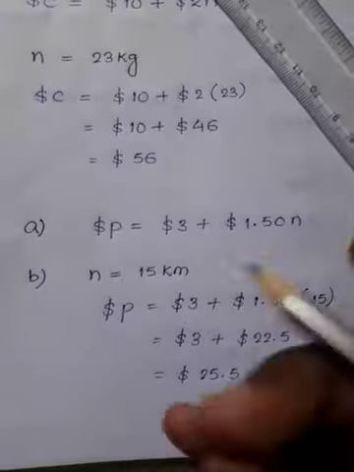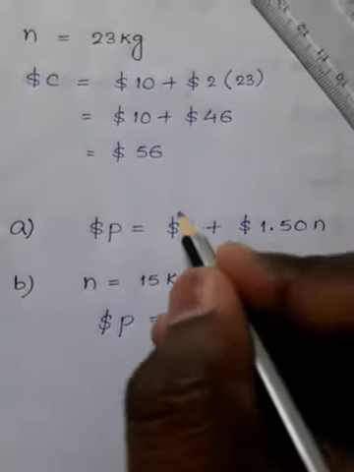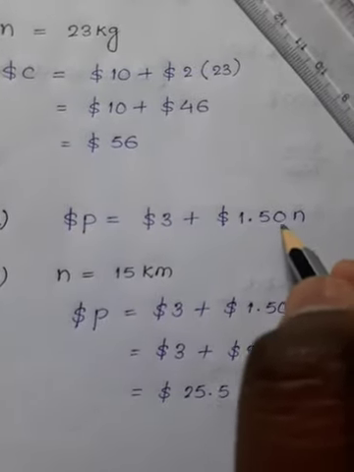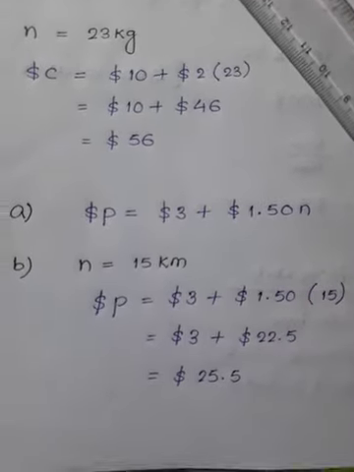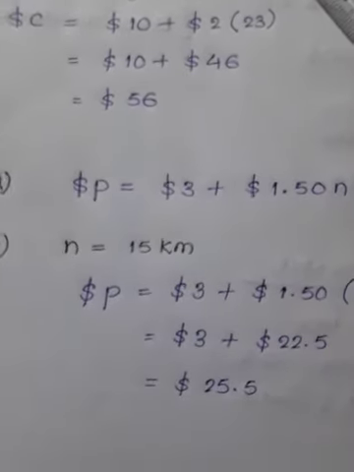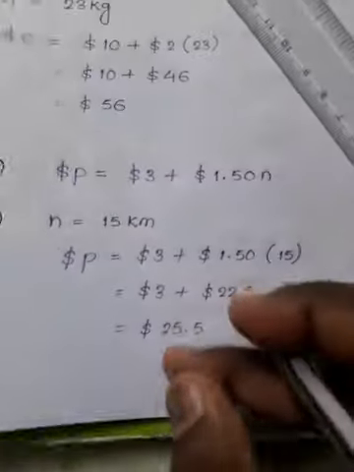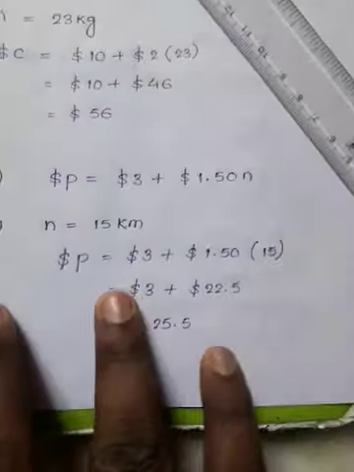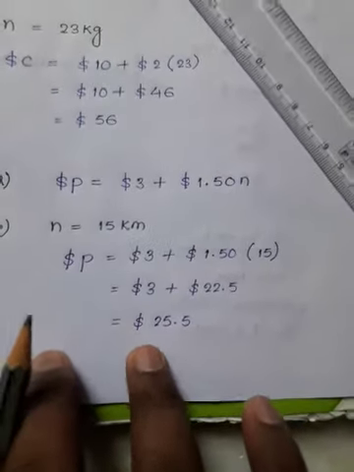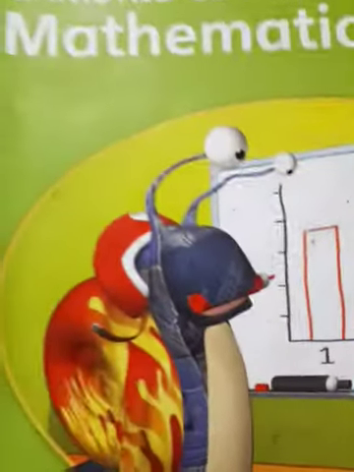So now how to make the equation? The total amount is in terms of p. The $3 is the minimum, plus 1.50n. n is the number of kilometers. If 1 kilometer, 3 plus 1.5 is 4.5. Here he asked about 15 kilometers, so in place of n, write 15. 15 into 1.50 is 22.5, and $3 the minimum charge. 22.5 plus 3 is $25.5 you need to pay. Okay, now coming to the next question.